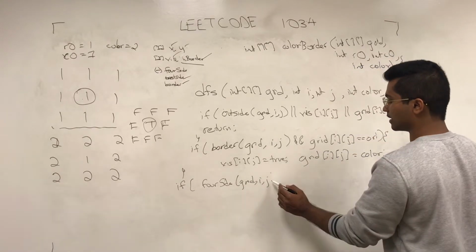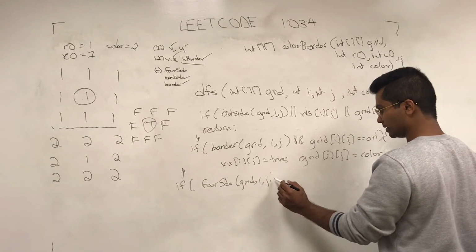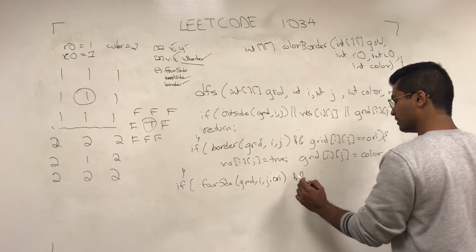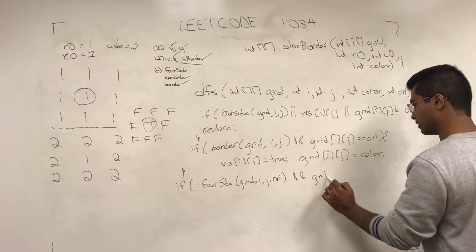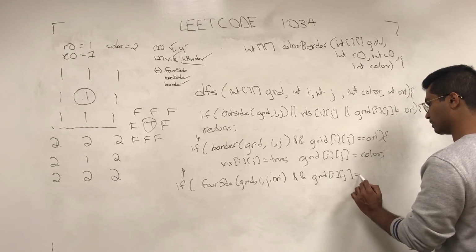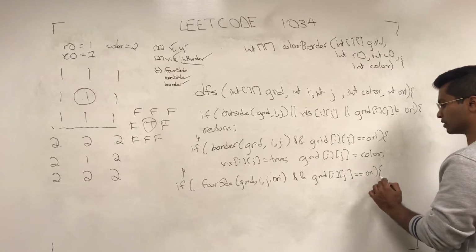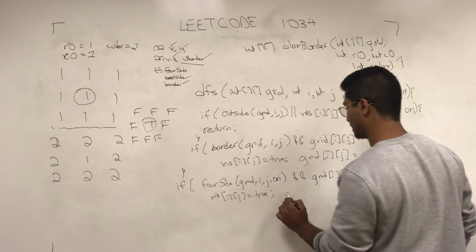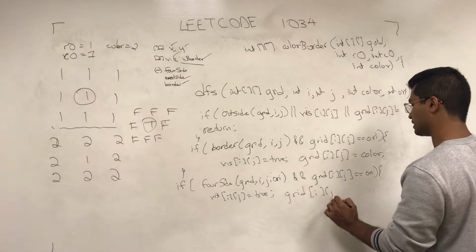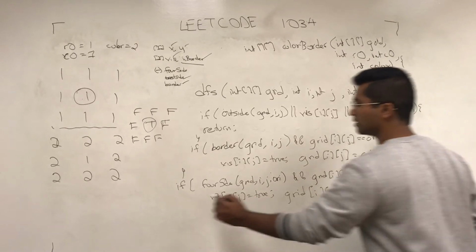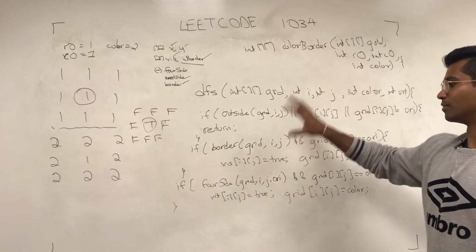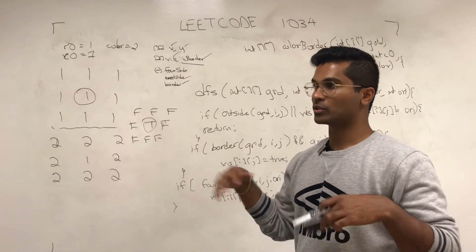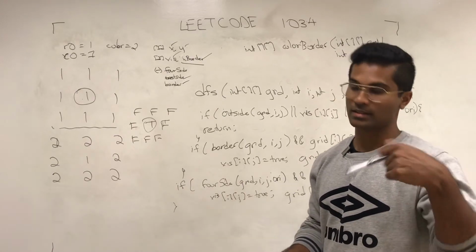I think for side is going to take in ori. Yeah, it's going to take in ori, and if grid of this guy is ori, which is the color we care about, then the same thing, we set it as visited, and we set this guy to be color. Now that we wrote the meat of the DFS with all the logic, all we have to do is recursively call it for up, down, left, right, while making sure that our coordinate is inside the bounds.